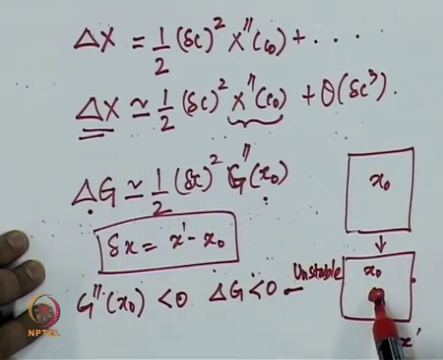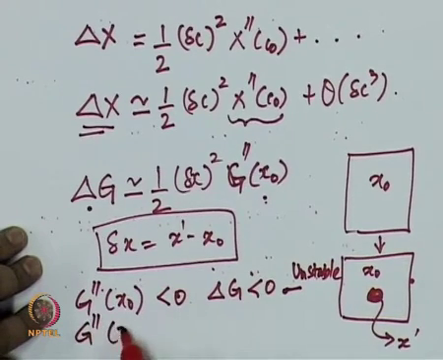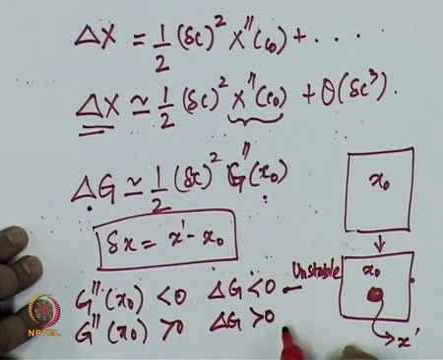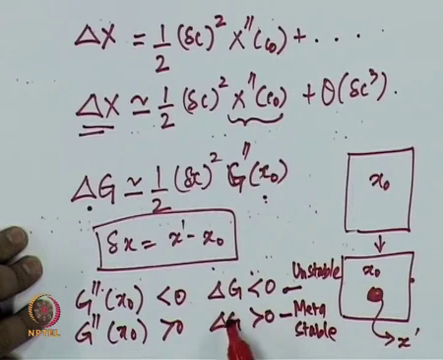because by producing this the system can reduce its free energy. So it is going to spontaneously do that. On the other hand, if G double prime at x naught is greater than 0, then delta G is going to be greater than 0. That means the system is going to be metastable, because to produce something like this, the system has to overcome this barrier. So much of a free energy increase it has to account for. This is what we were discussing using the mechanical analogy. What happened in the mechanical analogy?